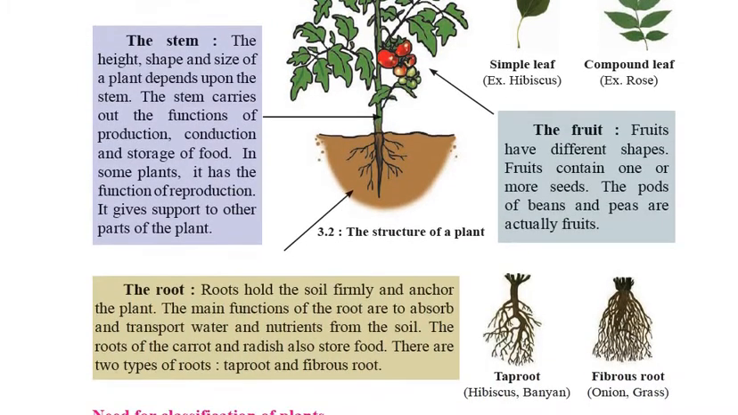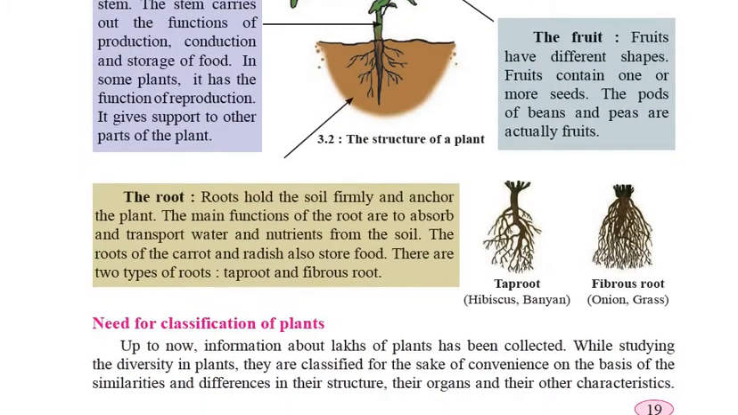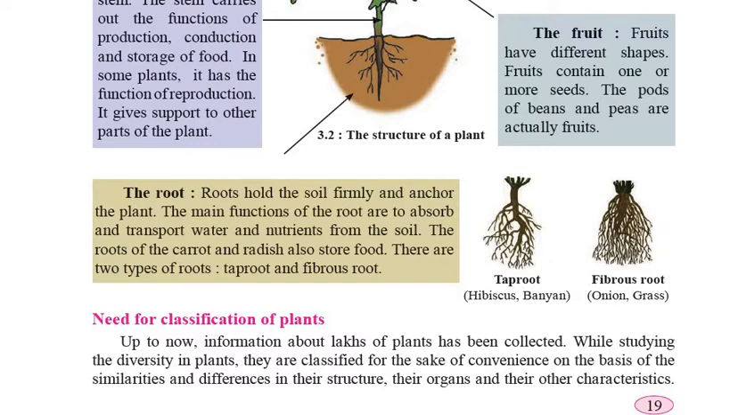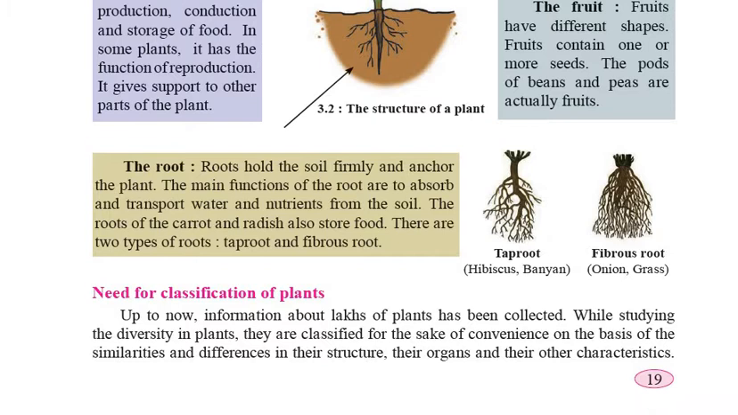The stem. The height, shape, and size of a plant depends upon the stem. The stem carries out the functions of production, conduction, and storage of food. In some plants, it has the function of reproduction. It gives support to other parts of the plant. The fruit. Fruits have different shapes. Fruits contain one or more seeds. The pods of beans and peas are actually fruits.